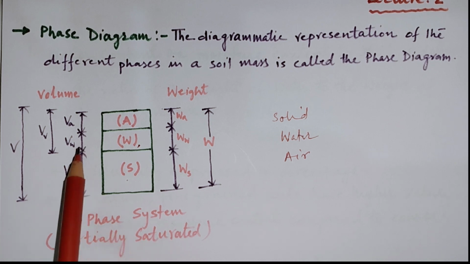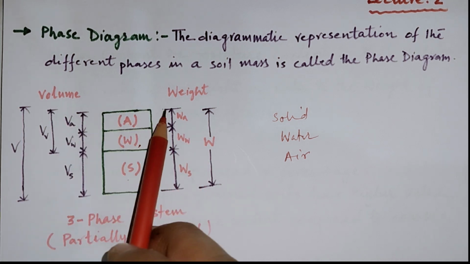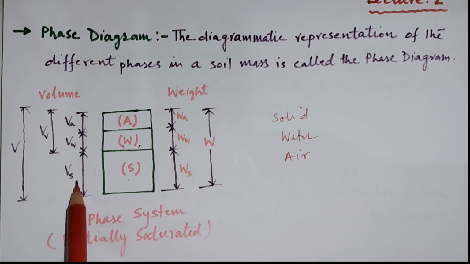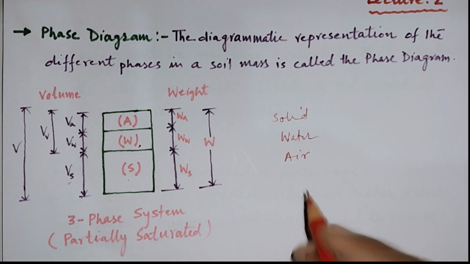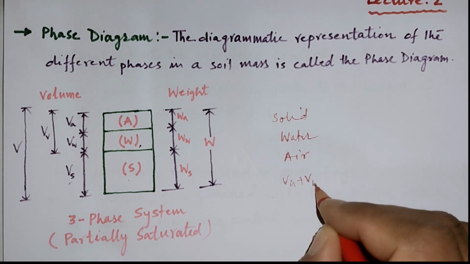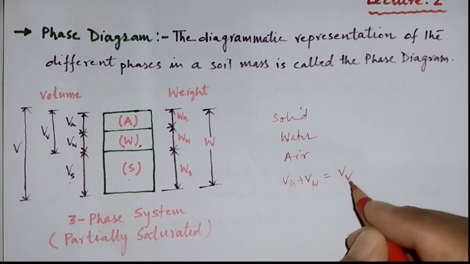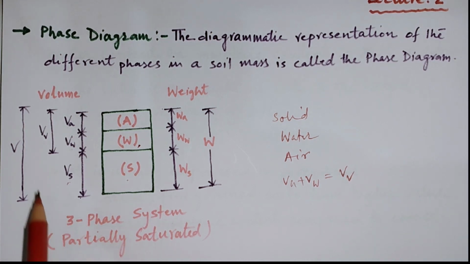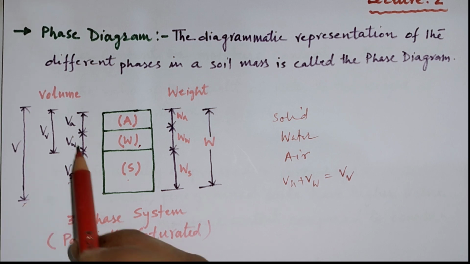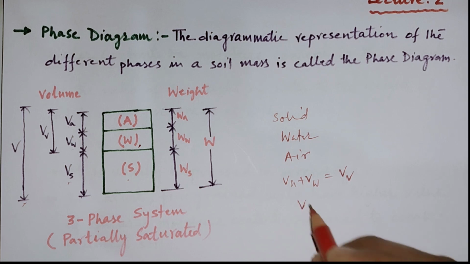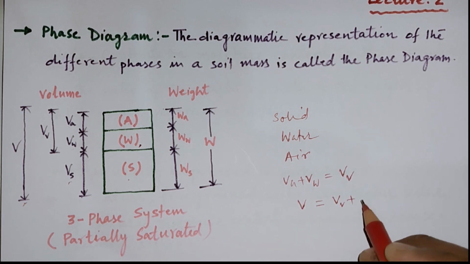If we look at it weight wise and volume wise, here Vs is the volume of the solid, Vw is the volume of water, Va is the volume of air. This Va plus Vw will be equal to the volume of void, and capital V is the total volume, which means total volume is equal to volume of void plus volume of solid.